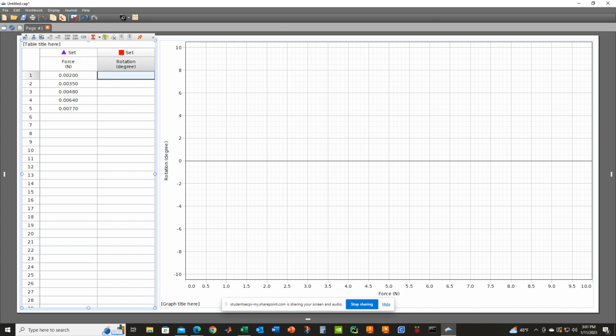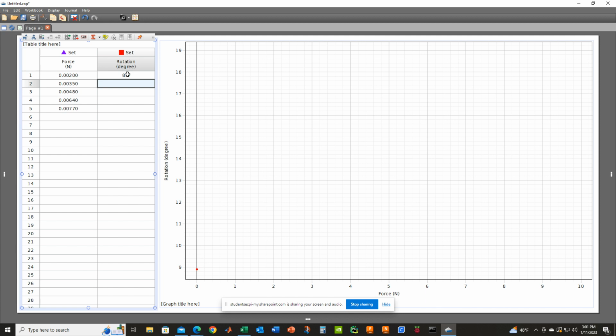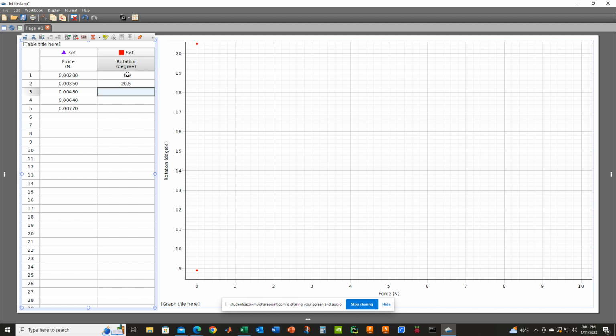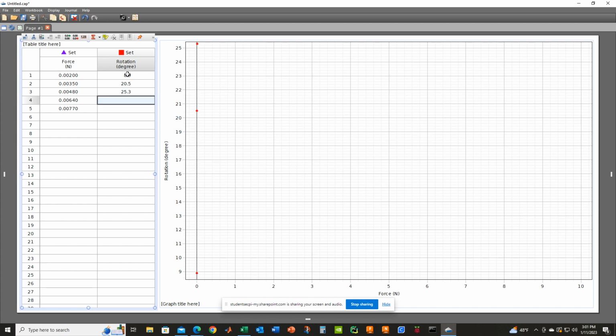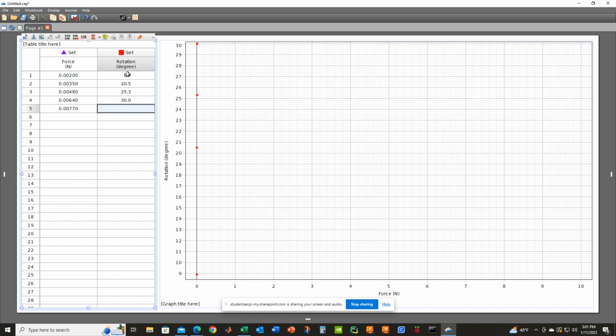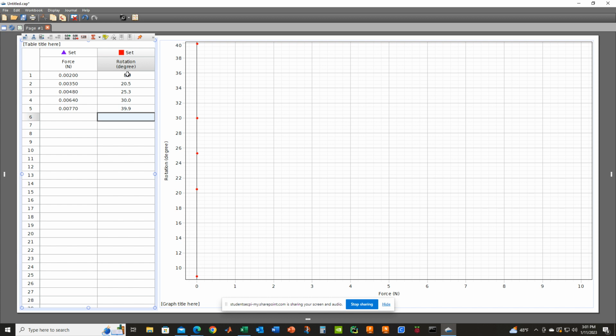All right, and I have my degree of rotation. That is back on my WebWorks page, let me find that. My rotation is going to be 8.9 for the first one, then 20.5 for the second one, 25.3 for the third one, 30 for the fourth one, and 39.9. All right, you see how this line is just going straight up and down?